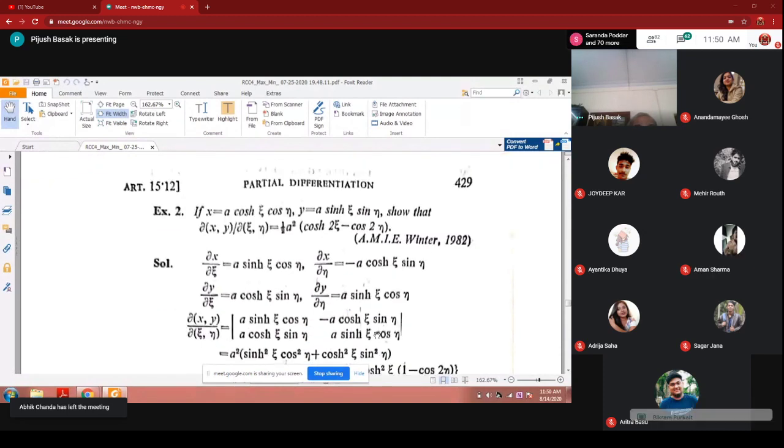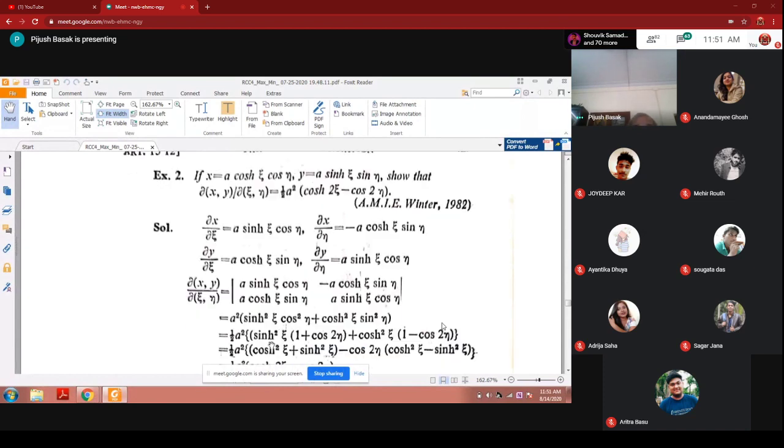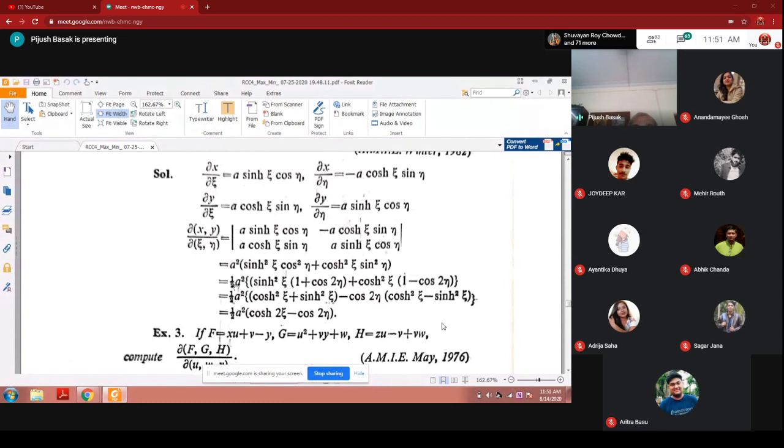Second time, del y by del eta is this. Now substituting in the Jacobian, this will be del x by del y. It will be found to be a sinh y cos theta and minus a cosh y sin theta. Substitute, and after evaluating a simple trigonometric calculation, you will get half a square (cosh 2y minus cos 2 theta).